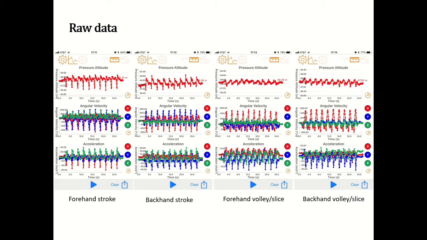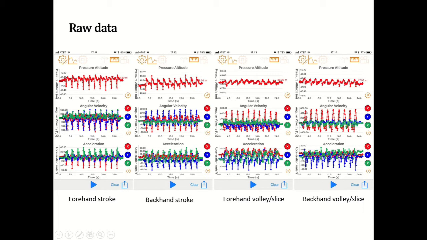Here are the raw data from the four separate types of shots. First of all, every peak here represents one shot. Comparing stroke with volley slice, we can find that the pressure attitude has larger change in stroke data, which is reasonable because a larger spin of the racket is needed to complete forehand and backhand stroke. Forehand stroke and backhand stroke go in opposite directions.